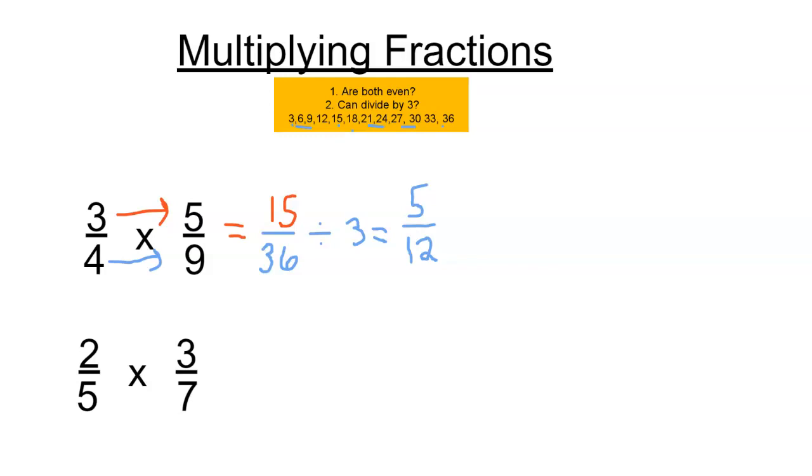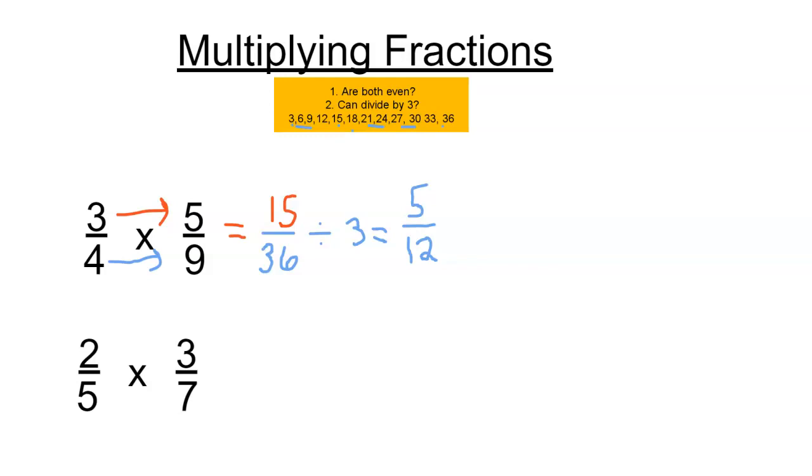And then I have the students ask the question again, are they both even? And if they were both even, then we would try to divide by 2. We already have our list for 3's, so we know that these cannot divide by 3 because 5 is not on my list. The only other number I have them check when we're first learning multiplying fractions is 5. And so if I made my list of 5's, I have 5, 10, 15, so I skip over 12.